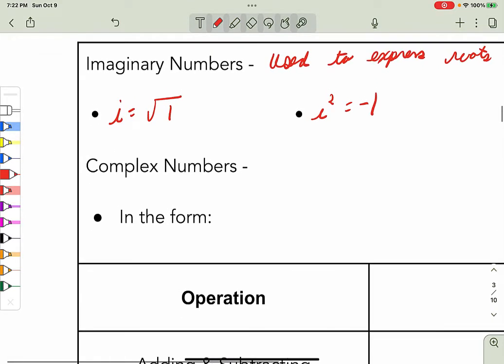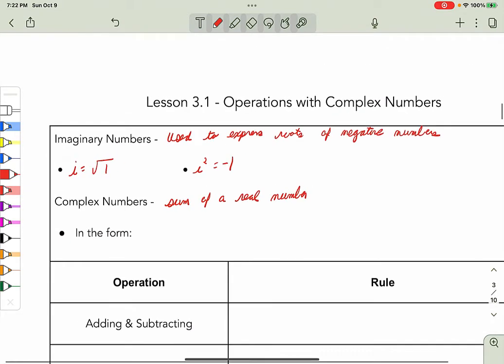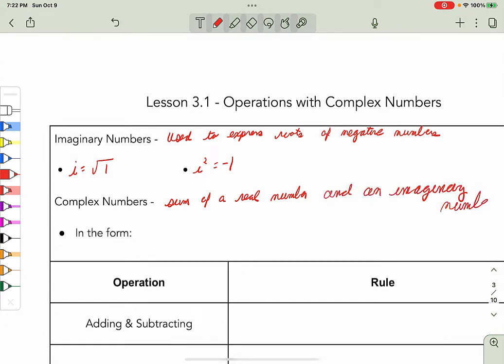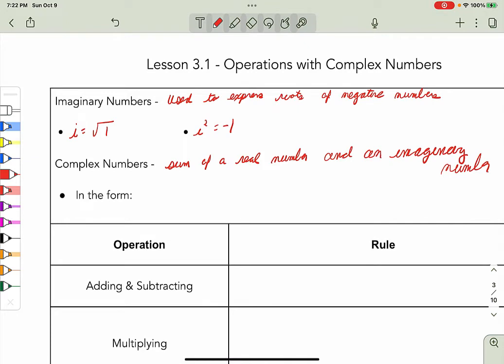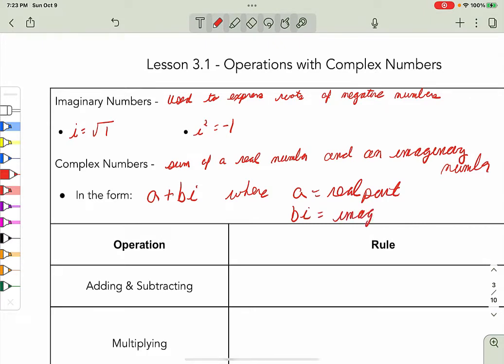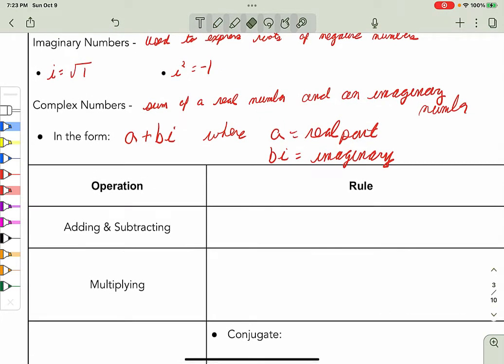Now, complex numbers is the sum of a real number and an imaginary number. And complex numbers are in the form of A plus BI, where A equals the real part, and BI equals the imaginary part. So as soon as you see the I after some number, that's going to be the imaginary part of the number. So let's go ahead and talk about how we do operations on complex numbers.